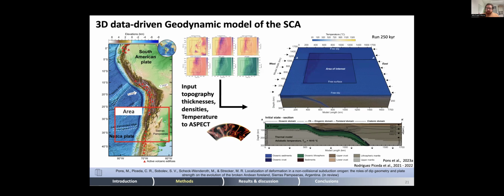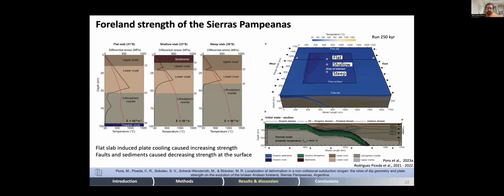We then prescribe the plate velocity from the east and the west, and we run the model for a short time. This allows us to take into account the whole heterogeneities in terms of strength of the area. And you can see that on top of the flat slab, the lithosphere is quite strong due to the cooling from the flat slab, but on top of the steep slab, the lithosphere is quite weak.